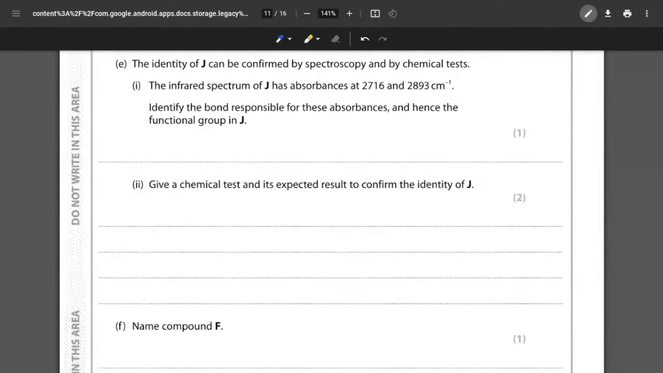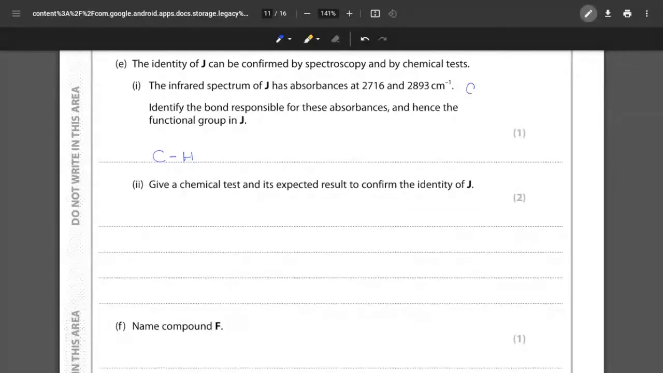Part E is now looking at the identity of that substance. So we know it's either propanal or propanone, and we can confirm this by spectroscopy and by chemical tests. The infrared spectrum of J has absorbances at 2716 and 2893 wavenumbers. And we want to identify the bond that is responsible for these absorbances. And when it comes to the bond, we are saying that it is a C-H bond.